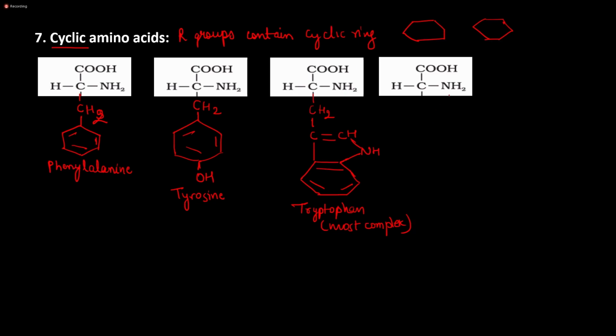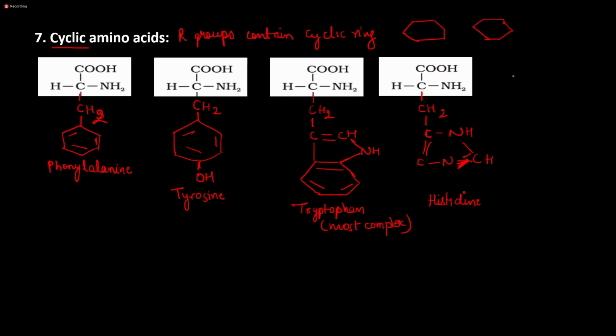Now the next is histidine. We saw the structure of histidine earlier, right? Histidine is also a positively charged or basic amino acid, and the structure is this: you have CH2, then C, then alternate C and N, and then C. So this is the structure of histidine. We know it is a positively charged or basic amino acid, and it also comes under cyclic amino acids.